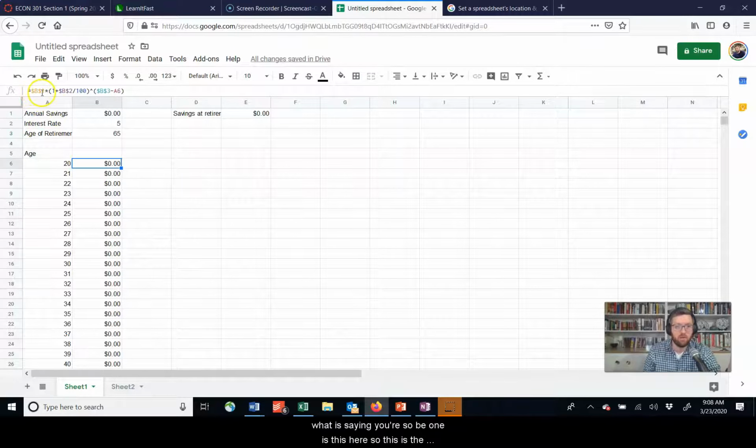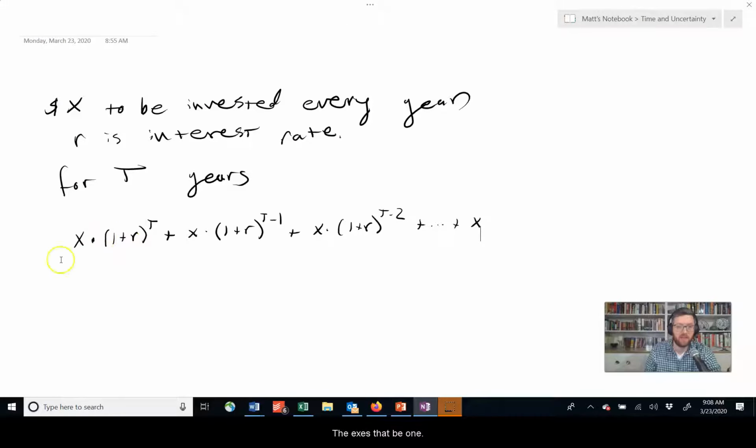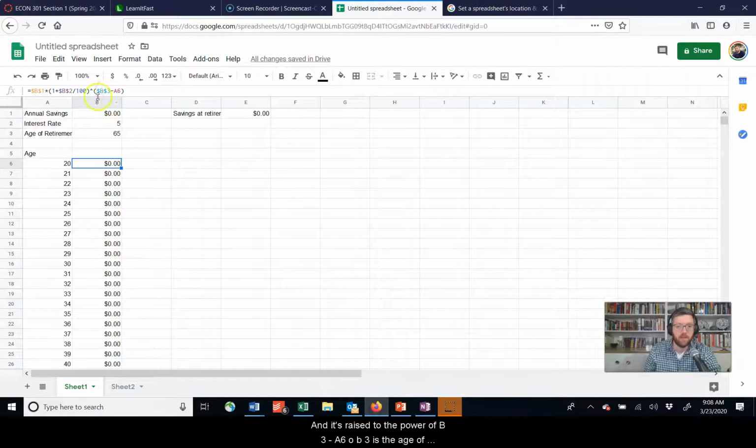So B1 is this here. This is the amount you saved. It's being multiplied by 1 plus B2, which is this interest rate. And I've divided by 100 because a 5% interest rate is 0.05. So this whole term is that 1 plus R here. The X is that B1. And then it's raised to the power of B3 minus A6.